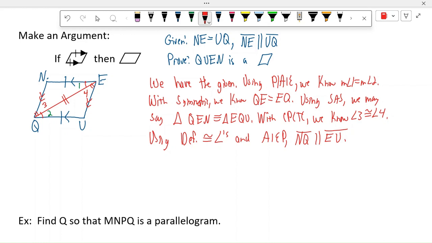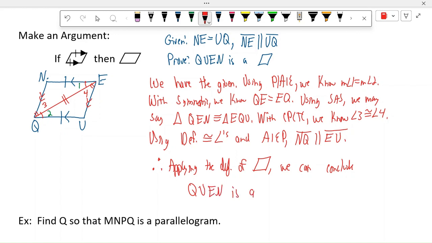Now, as I look at this, the top and bottom are parallel, the left and right are parallel. That's good news. So we can go down to the conclusion. Applying the definition of parallelogram, we can conclude that QUEN is a parallelogram.